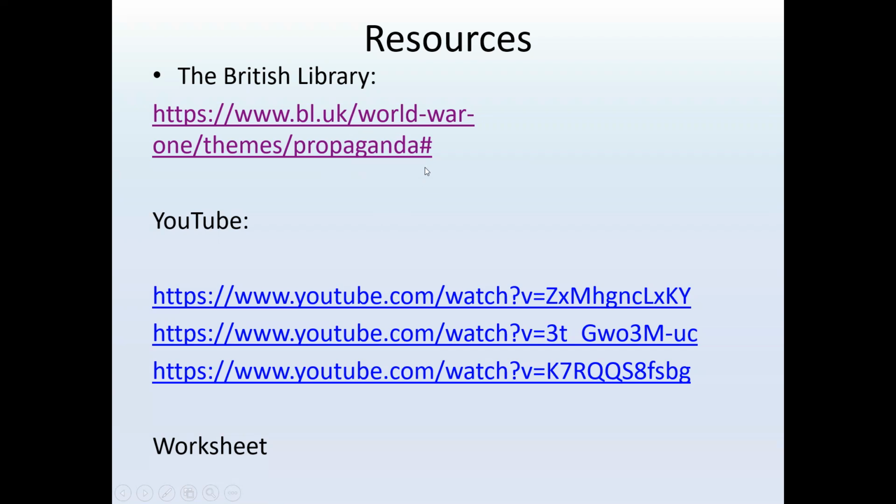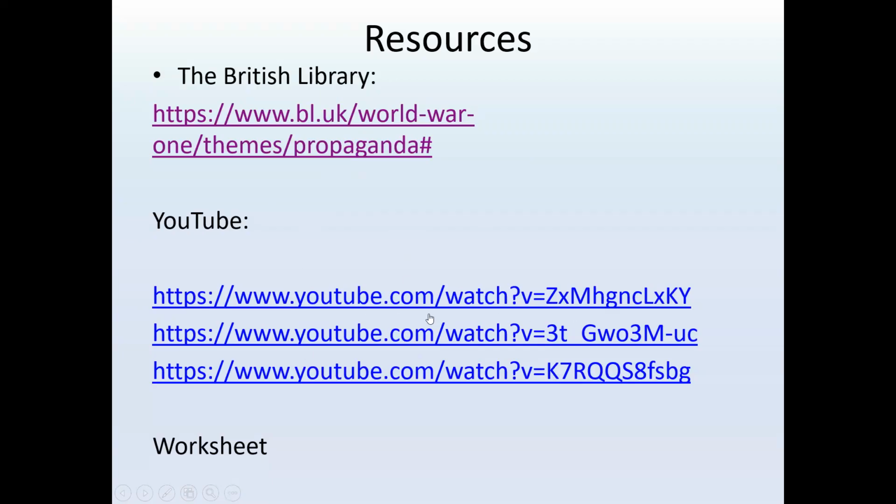You could just Google World War One propaganda. There are some video clips on YouTube as well. By all means, watch these three at least. They're very, very useful. And there is also a worksheet attached to this piece of work. Right, so over to you then, ladies and gents. I can't wait to see your propaganda images. You can email them to me once you are done. Thank you very much.